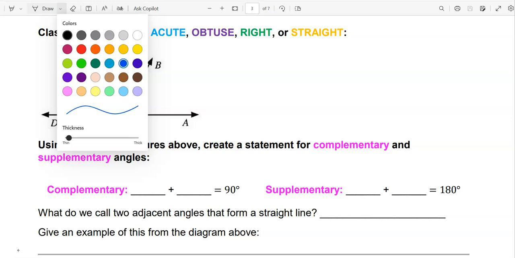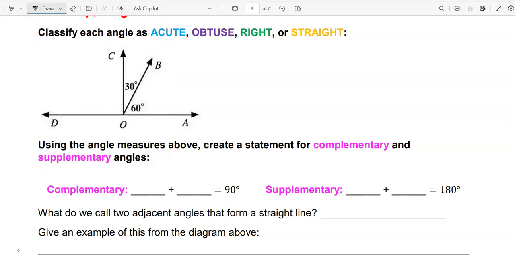What is an acute angle? Less than 90 degrees. Okay. What's an obtuse angle? It's above 90 degrees and technically less than 180. Okay. Right is how much? Equal to 90 degrees. And then straight is how much? Equal to 180 degrees. Cool.